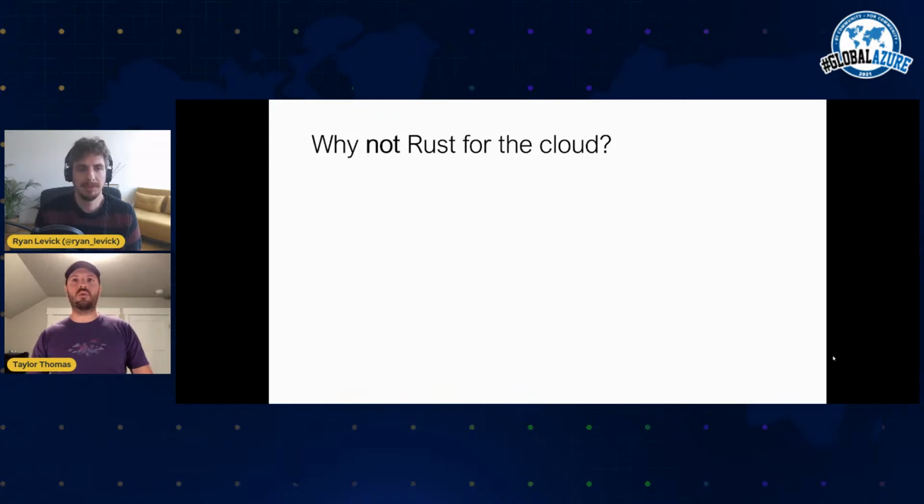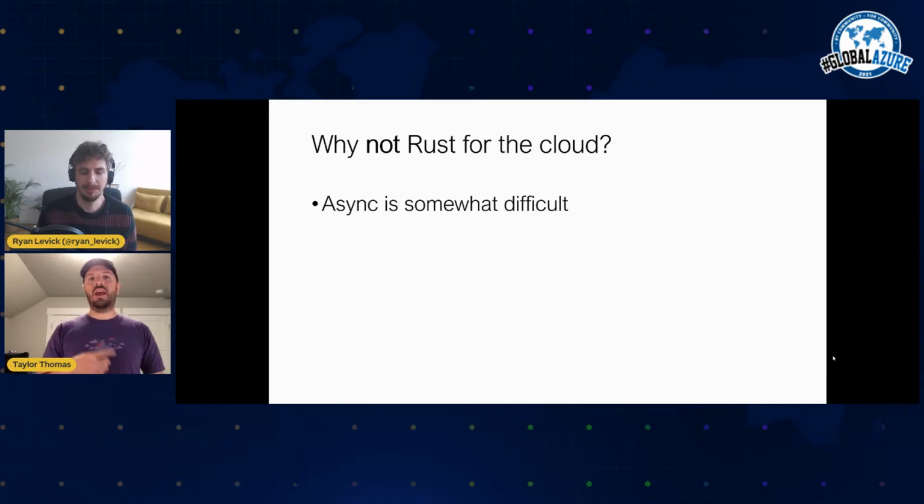So this also brings up the other question: why not Rust for the cloud? Like, what are reasons you should or shouldn't use Rust for the cloud? So let's talk about that. The first thing is the async environment. Async was something that was added a little bit later in Rust's development. It's still technically very new. It's about a year and a half old in terms of being in the stable branch. And it has some rough edges still.